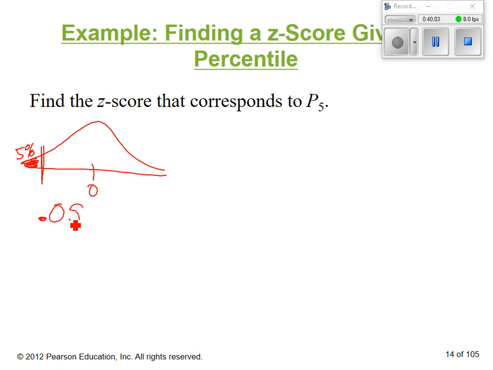I think we already looked that up, didn't we? Yeah. 0.05. It's the one where it's in the middle. So it's like 1.645, I think it was. Yeah. Negative 1.645.